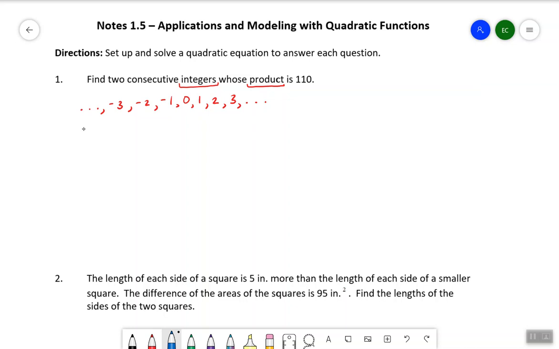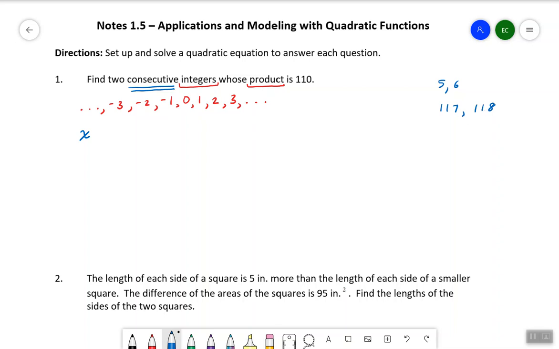Now there's one more key piece of information in this problem, and it's the word consecutive. So consecutive just means that the second number is right after the first number in the list. So we could have 2 and 3, or we could have 5 and 6, or we could have 117 and 118, right? As a pair, these are consecutive integers.